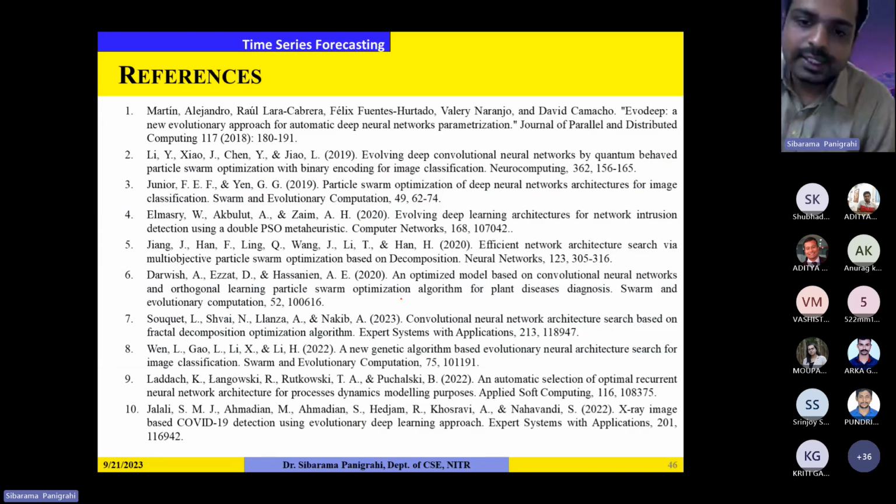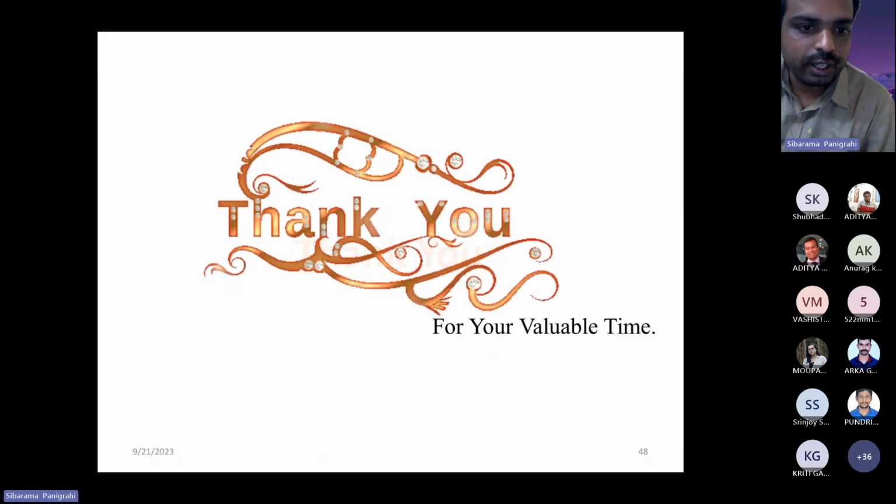All these references are based on optimization of deep learning models. You can refer to them and use them. Okay, thank you for your valuable time.